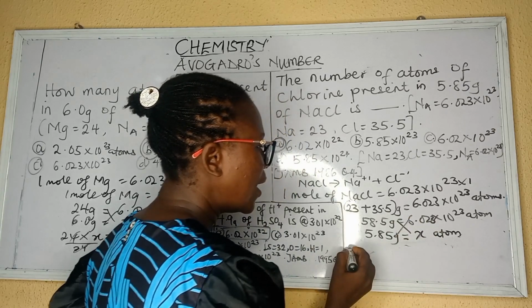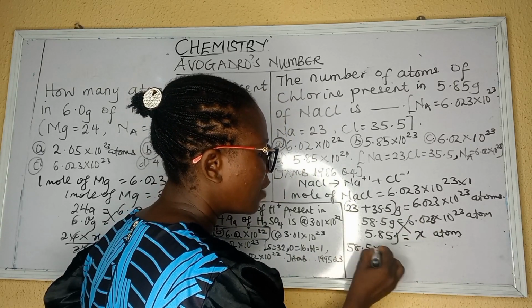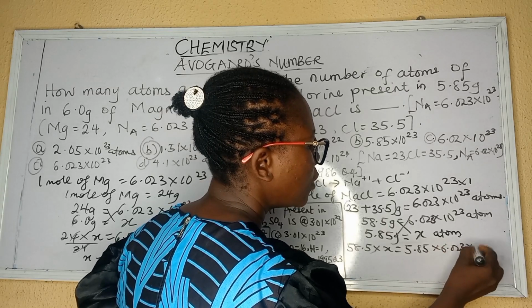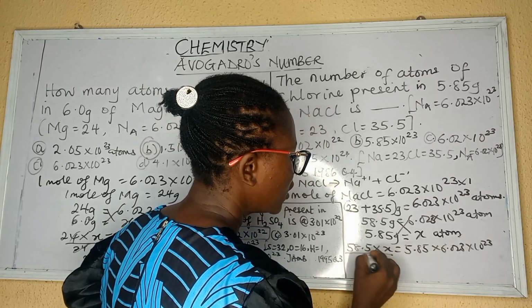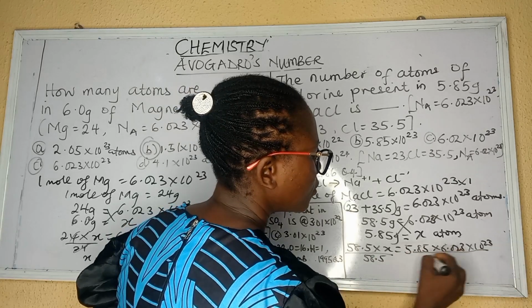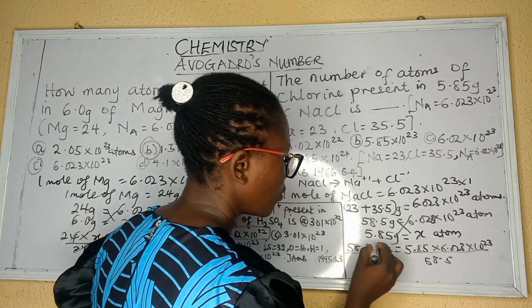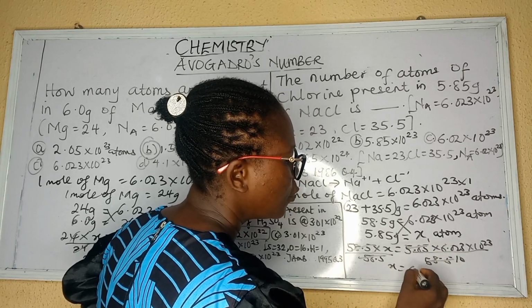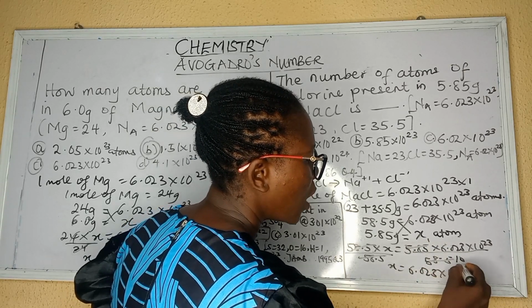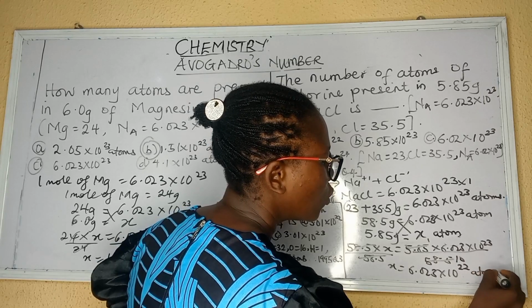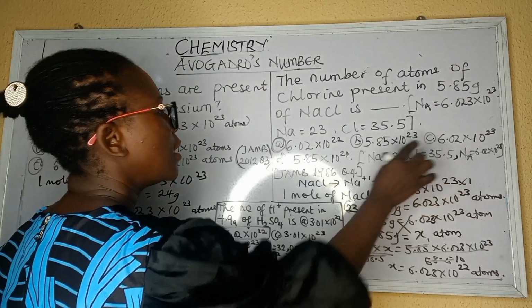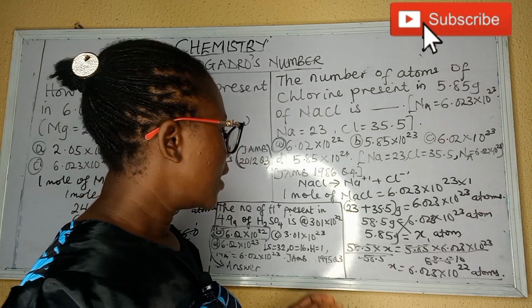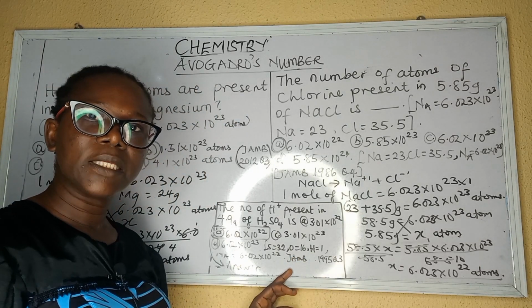So we can multiply here. We have 58.5 times x equals 5.85 grams times 6.023 times 10 raised to the power 23. Dividing both sides by 58.5, x will give us 6.023 times 10 raised to the power 22 atoms. Now, the answer here, the best option, is option A. Now, you can work this out and get your answer.